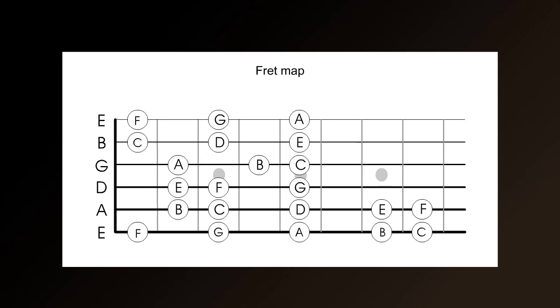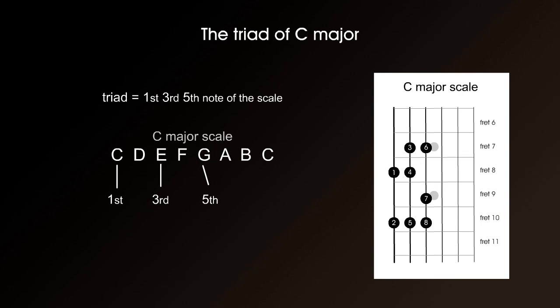It's also useful when learning theory to know as many notes on the fretboard as possible, or to have a fret map at hand. The structure of the major chord. Every major chord is constructed using a triad, and a triad is a group of 3 notes: the first, the third and the fifth note of the major scale with the same name.